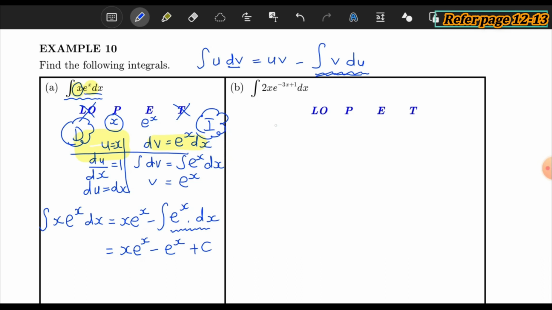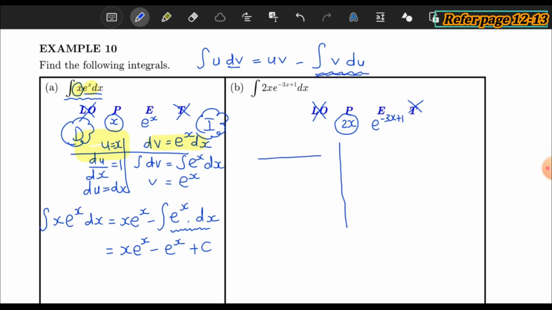Next, we go to example part B. 2x exponent negative 3x plus 1. How to choose u? Okay, we need to check the function first. We don't have log function. We have 2x, the polynomial function, and exponent negative 3x plus 1, the exponential function, and no trigo function. Meaning that we will use 2x as u.